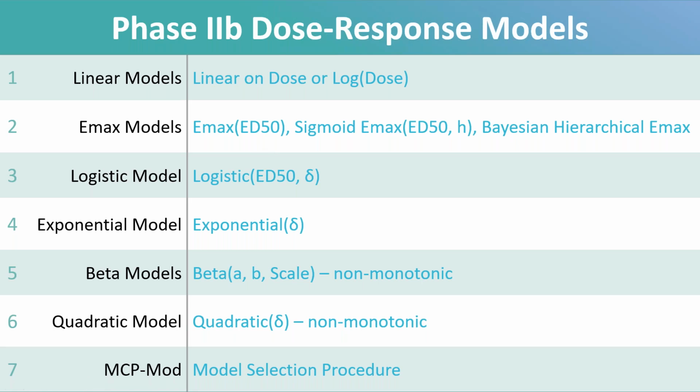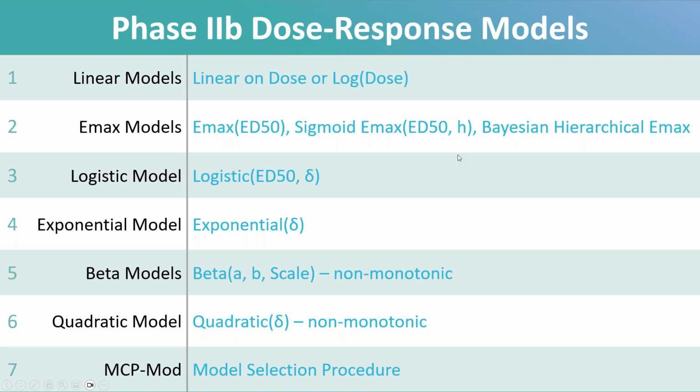So the first 4 categories here are models for monotonic relationships, but models like beta and quadratic allow for non-monotonic relationships between the dose and the response. So that type of relationship is less common, but there are situations where an increase in dose may decrease tolerability or things like that. And so treatments with non-monotonic responses do occur in some areas, like maybe immunotherapy, for example.